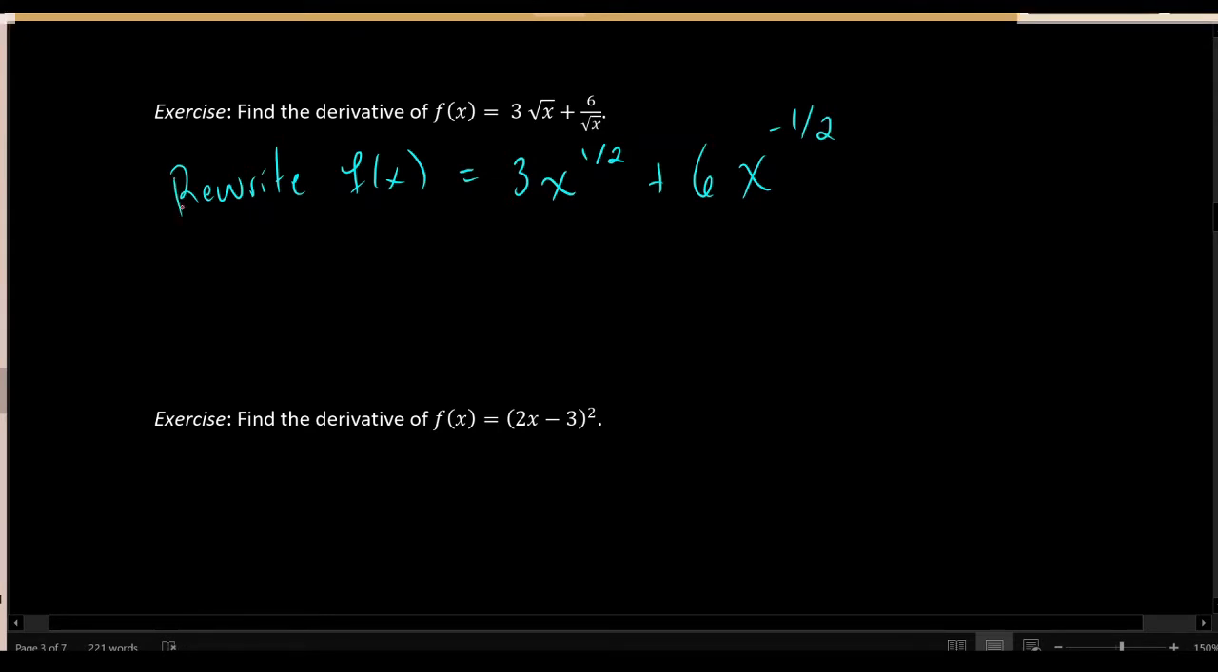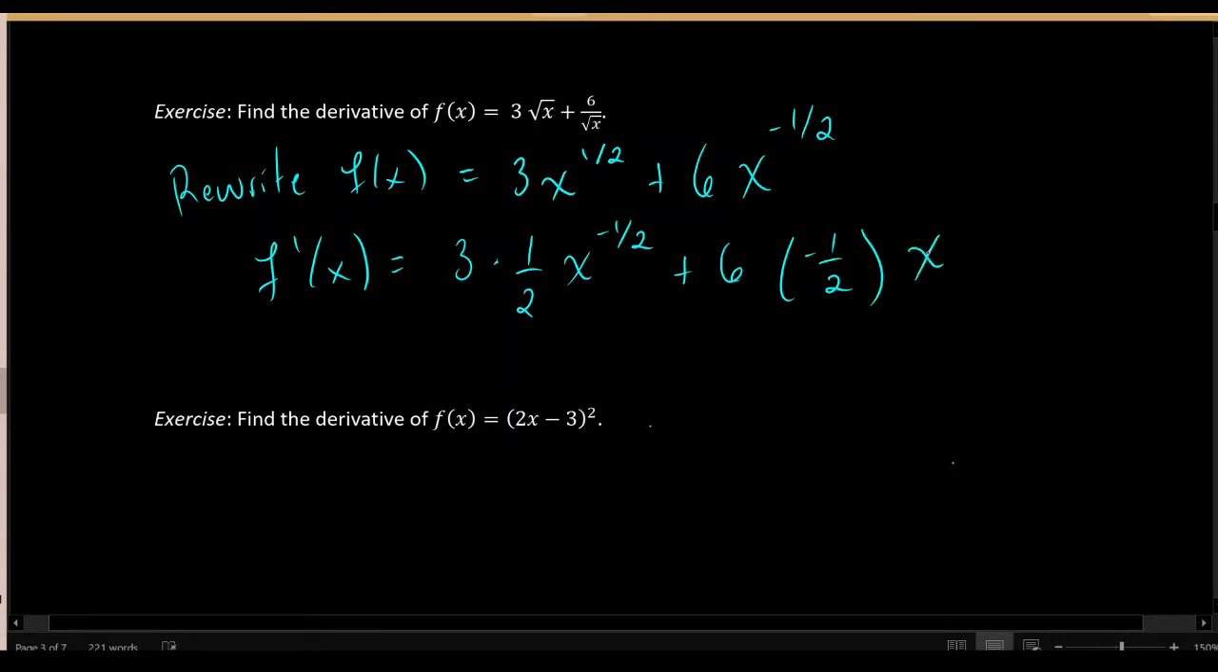So now I'm going to calculate the derivative. And this is where you're going to begin to see me write down fewer and fewer steps. F prime is going to be the derivative of the first term, where you have 3 times 1/2, x to the 1/2 decreased by 1 unit. Then separately, the derivative of the second term, 6 times the power, then take minus 1/2 and decrease it by 1. So we go down to negative 3/2.